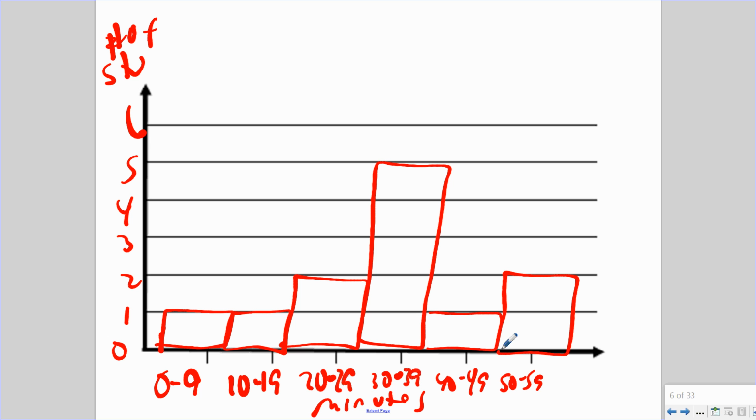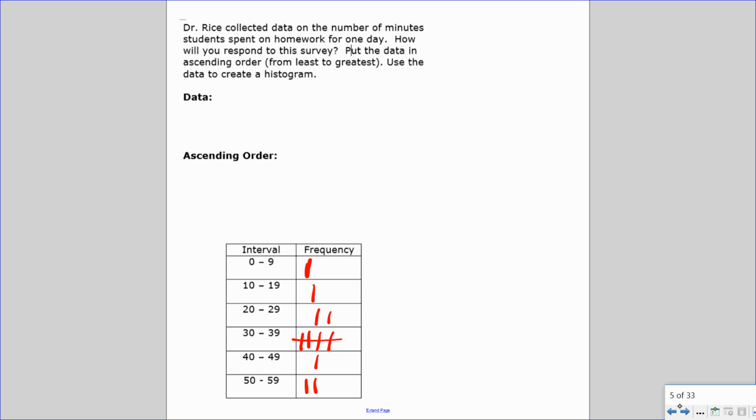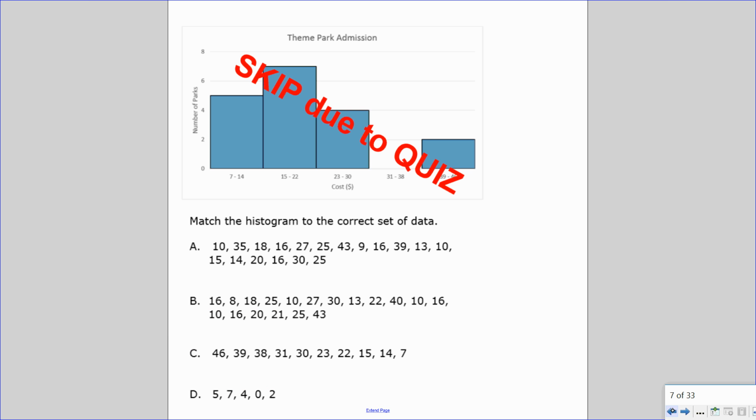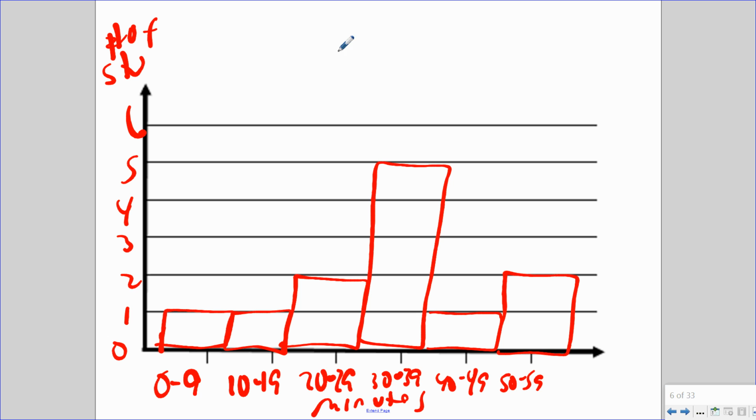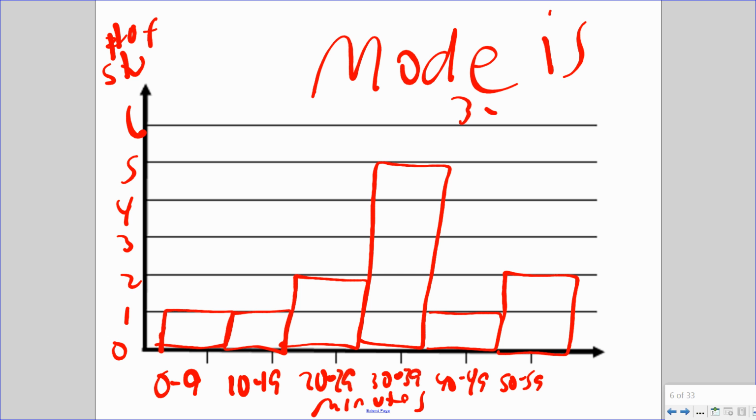So this is our histogram. Do you see any gaps? These are the intervals. So from what I can tell, most students take about 30 to 39 minutes to do homework. So the mode is 30 to 39.